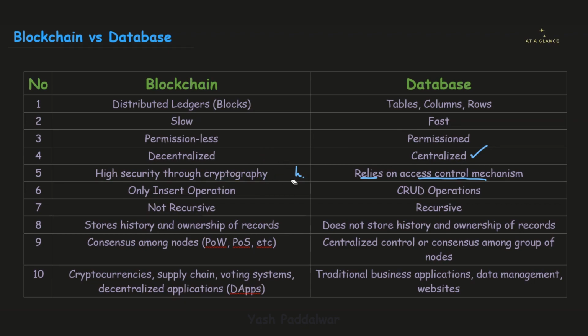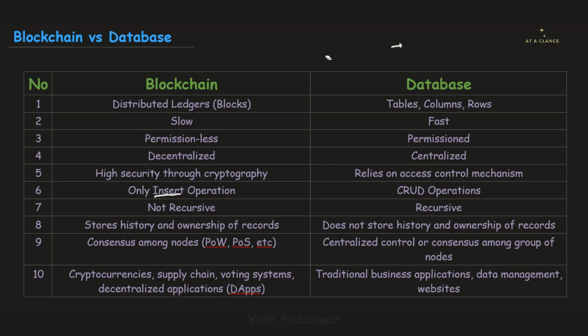Now let's have a look at the next difference, which is the operations that can be performed in blockchain as well as in a database. Blockchain is going to allow only the insertion operation. So only blocks are going to be added inside the network. Other than adding blocks, there won't be any other operations taking place. For example, if you want to delete a particular block, it won't happen. If I want to update a particular block, it won't happen. So only the insertion operation is allowed in blockchain.